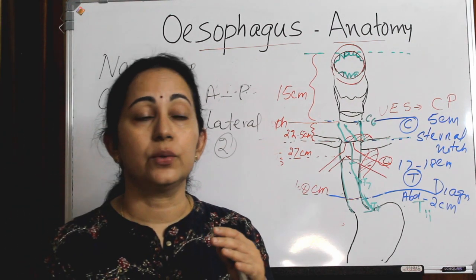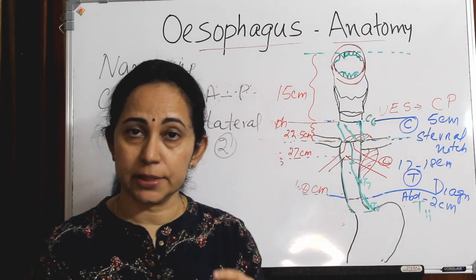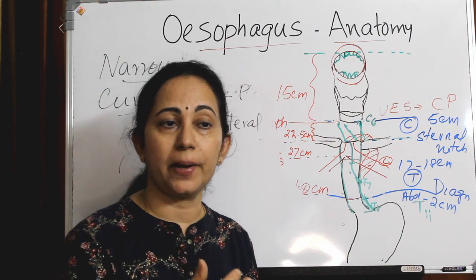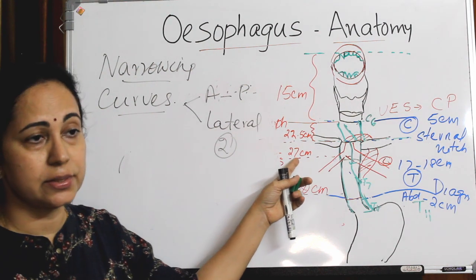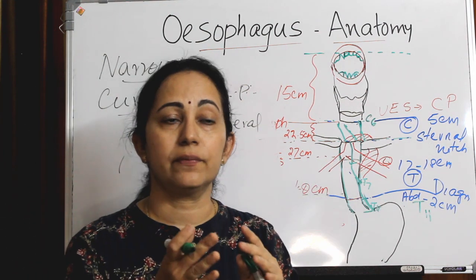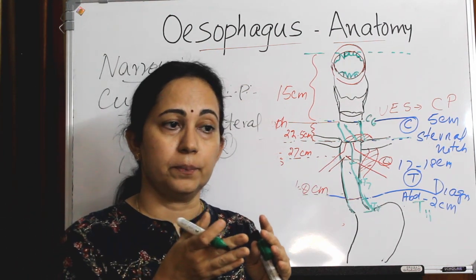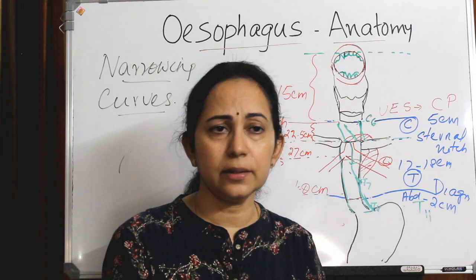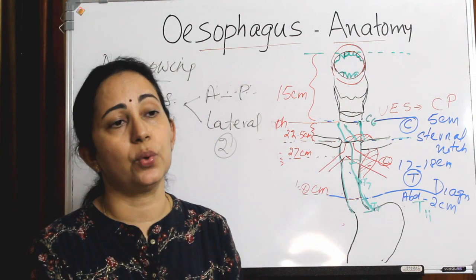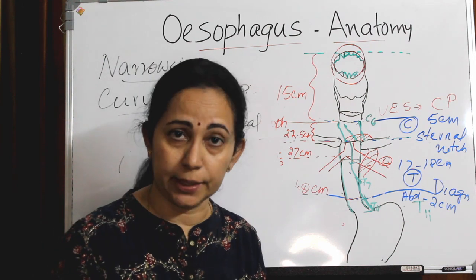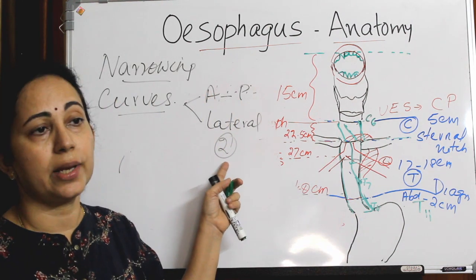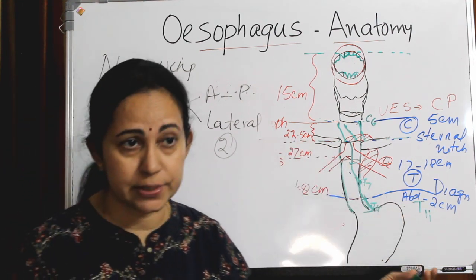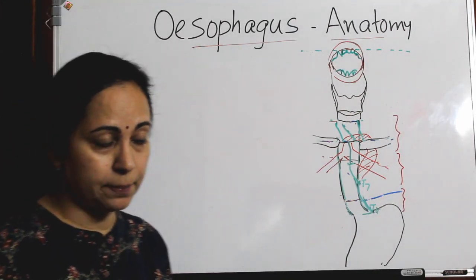That is why, while doing rigid esophagoscopy, once we have passed the T5 or the 27 centimeters constriction, we have to point the tip of the esophagoscope towards the left anterior superior iliac spine. That is because of this left curvature. So there are two lateral curvatures towards the left side. The next important one is blood supply.